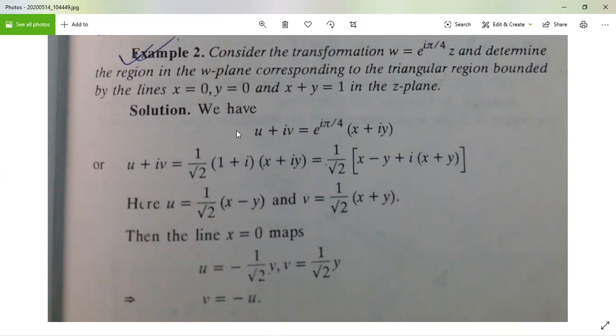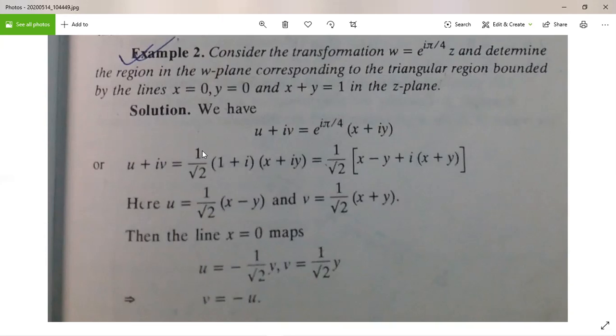Here we can take u plus iv equals e to the power i pi by 4 z, and z is nothing but x plus iy. Then u plus iv equals 1 by root 2 into (1 plus i) into (x plus iy), because e to the power i pi by 4 equals cos pi by 4 plus i sin pi by 4, which is 1 by root 2.